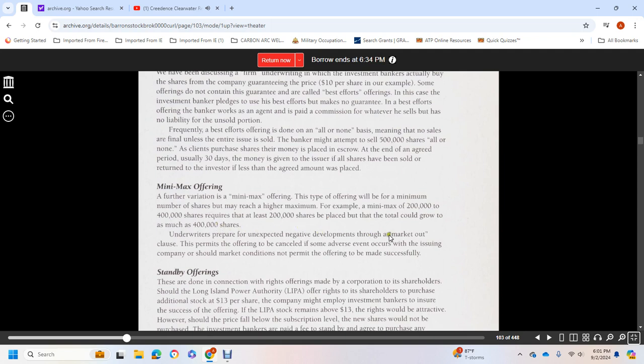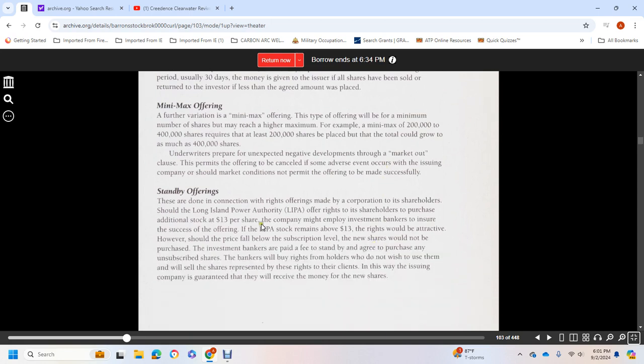Underwriters protect against negative developments with a market out clause, which permits the offering to be canceled should adverse events occur with the issuing company or market conditions not permit the offering to be made successfully. Standby offerings are done in connection with rights offerings by corporations. Should the Long Island Power Authority offer the right to shareholders to purchase additional stock at $13 per share, the company might employ investment bankers to ensure the success of the offering. If the Long Island Power Authority stock remains above $13, rights would be attractive. However, should the price fall below the subscription level, the new shares would not be purchased. Investment bankers are paid a fee to stand by and agree to purchase any unsubscribed shares. Bankers will buy the rights from holders who do not wish to use them and will sell the shares represented by these rights to their clients. In this way the issuing company is guaranteed it will receive the money for the new shares.